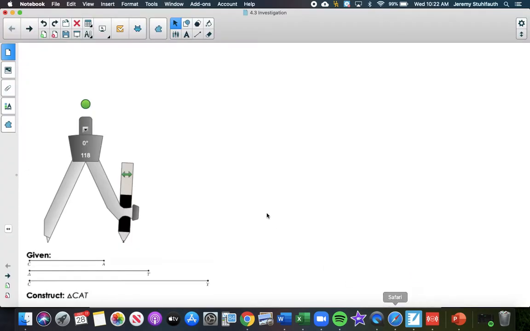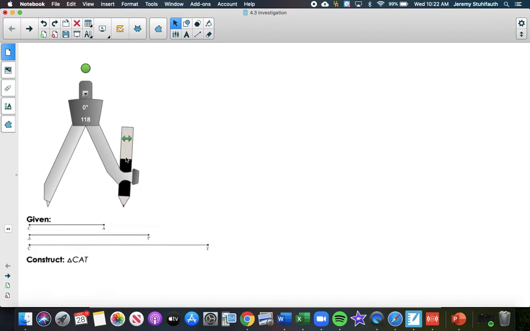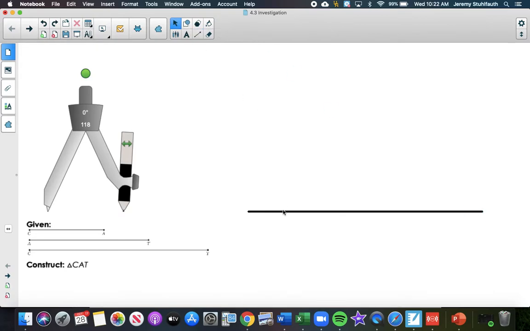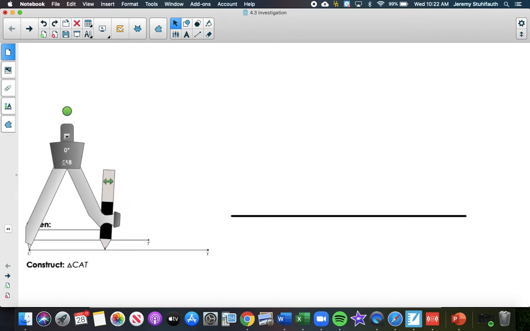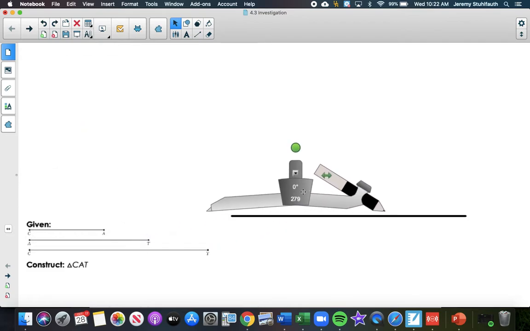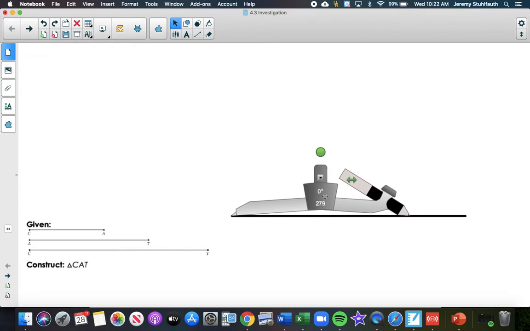Okay, so we're going to jump over to the smartboard. We're going to construct triangle CAT. Remember, the first thing you need to do whenever you're constructing a shape is draw a side to start with. That gives you an endpoint to work with. Now we're going to put the long side CT on the bottom. As you can see, my compass is almost stretched out as far as it can go to create this side, so we can construct side CT.